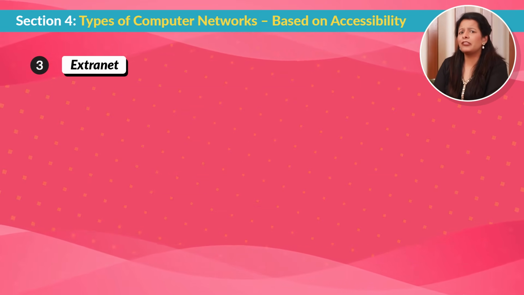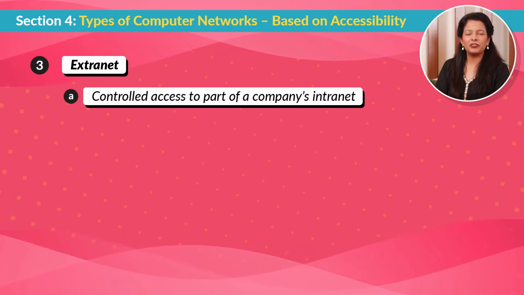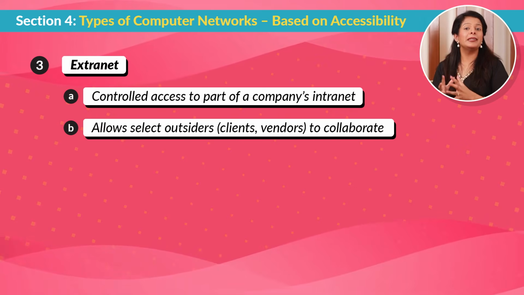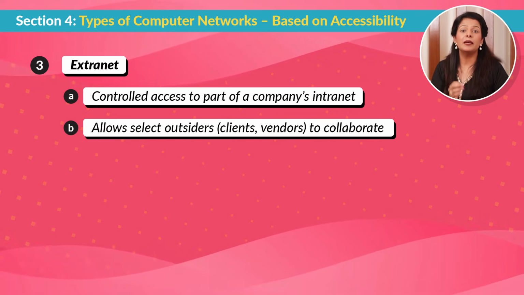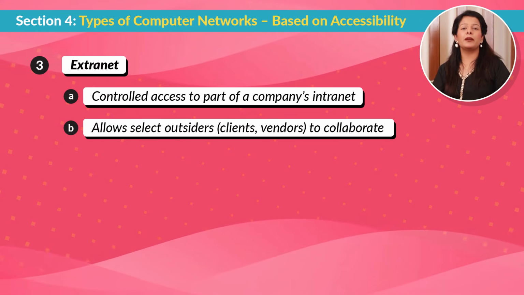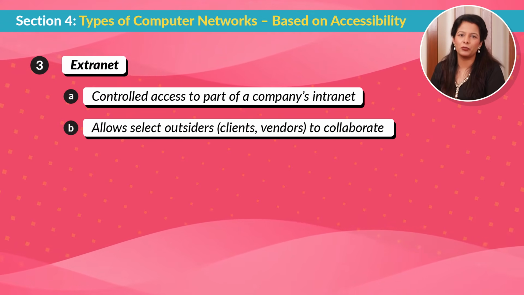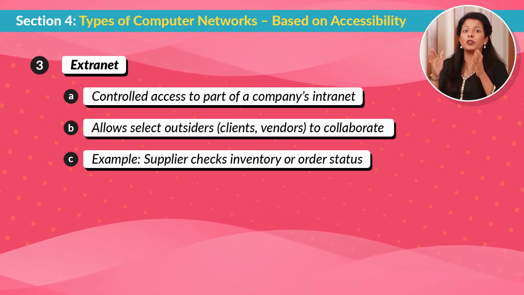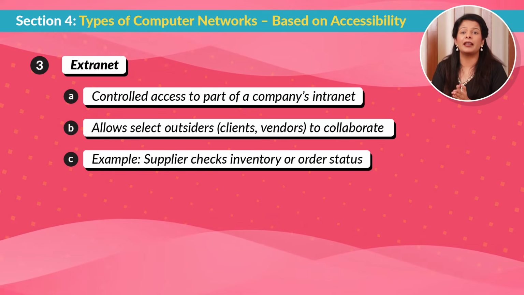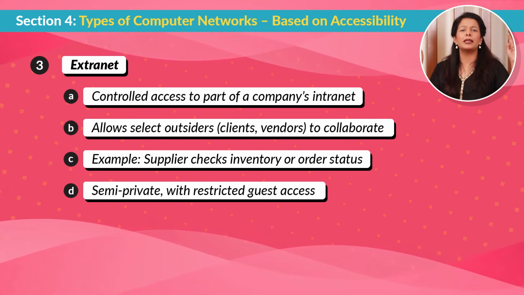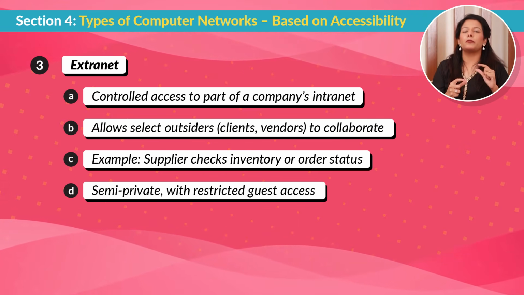Thirdly, we have the extranet. Think of the extranet as a VIP pass to a company's intranet. It allows select outsiders like clients, vendors, or business partners to access specific internal information. It's still private, but with controlled guest access. For example, a supplier might log in to check inventory or track delivery status. It's like opening the sitting room of your house for trusted guests, while the rest remains closed off for privacy.